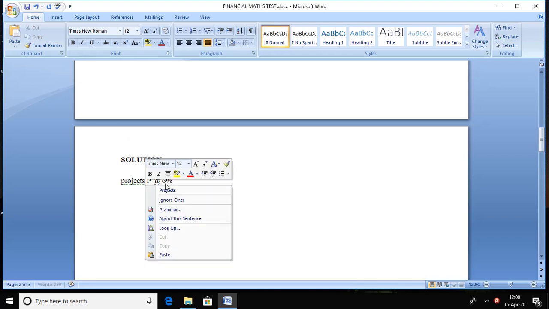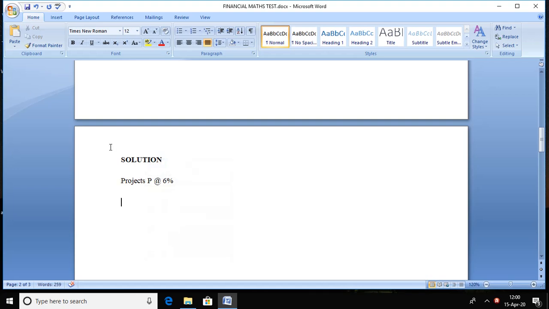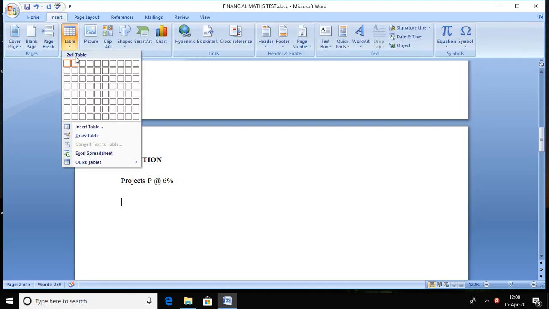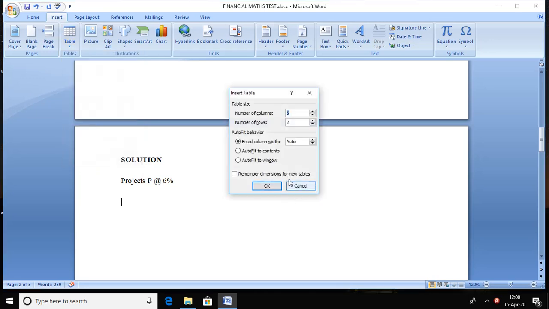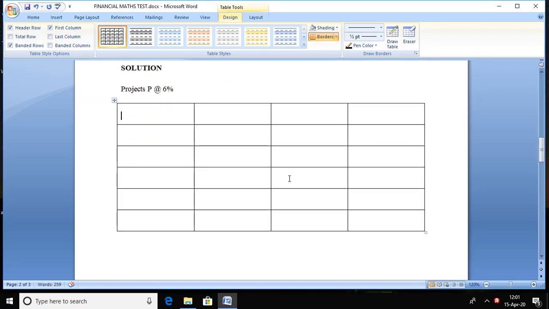An easier way of calculating NPVs is always using tables. So you insert a table. That table should have 4 columns on it. The number of rows depends on the number of years. So what are we dealing with in the question? About 5 years. So make it 6 rows. Okay, so we have that table.